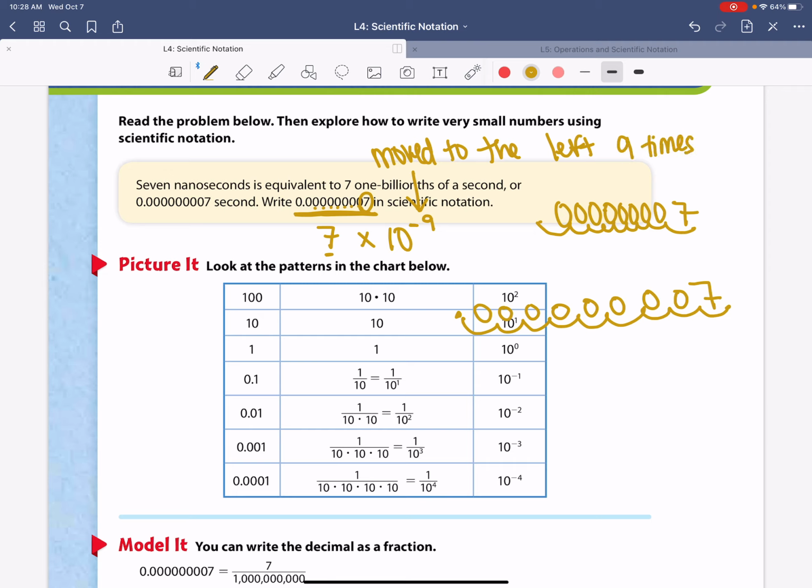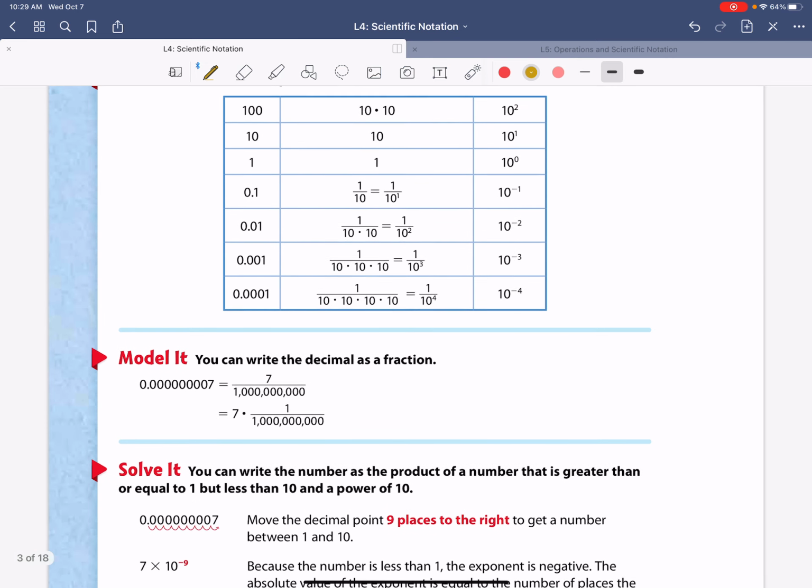All right, I'll go ahead and erase this because we don't really need this anymore. Look at the patterns in the chart below. 100 is equal to 10 times 10, and that's 10 squared. 10 is 10 to the first. 1 is 10 to the 0. 0.1, which is 1/10, is equal to 10 to the negative 1, and so on and so forth.